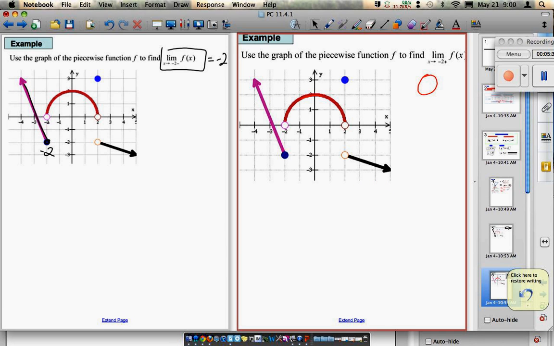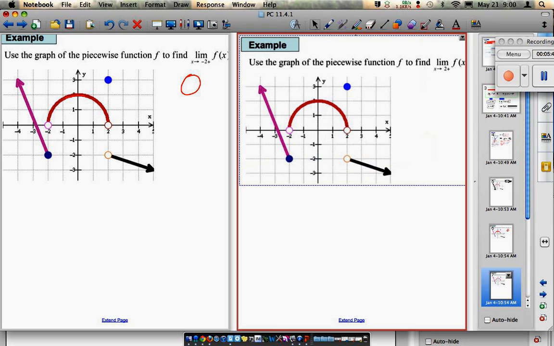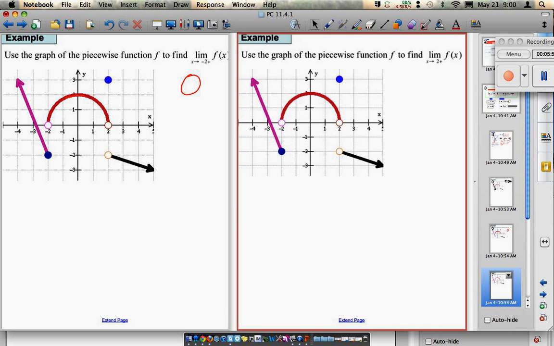So what about the next question? The next question, what happens as x approaches 2 from the right? So now we're approaching 2 from the right. So take a look at 2. It's here. And we're approaching from the right, so we're coming in from positive numbers. And it looks like we're approaching -2. The answer here is -2.